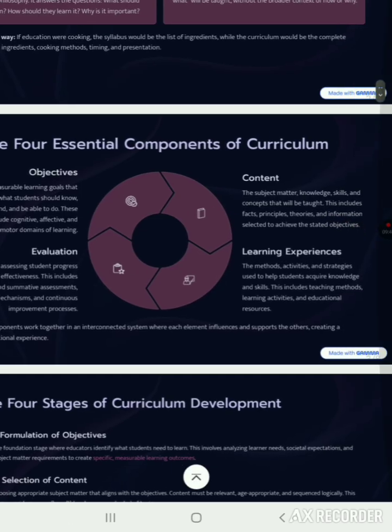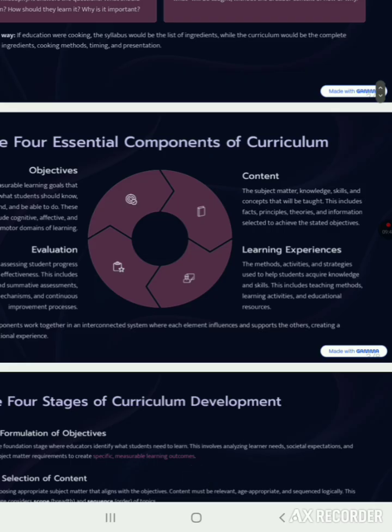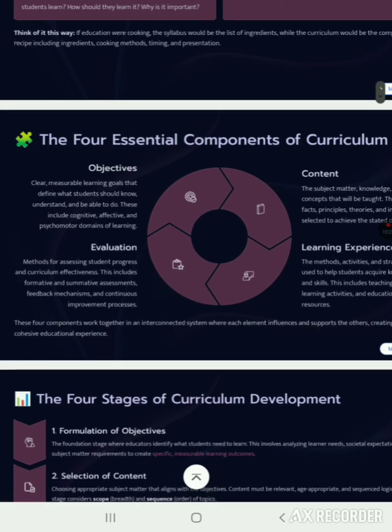Okay, next thing is content. The second pillar is content. What should be included? Now I have chosen the topic curriculum, so I have told you what my objectives are. Then the second thing is what I am going to teach in the classroom. Okay, that subject matter can be considered. So the subject matter, knowledge, skill, concept that will be taught. This includes facts, principles, theories, and information. So these are the combined things that we are going to include in content. Now I have taught you.